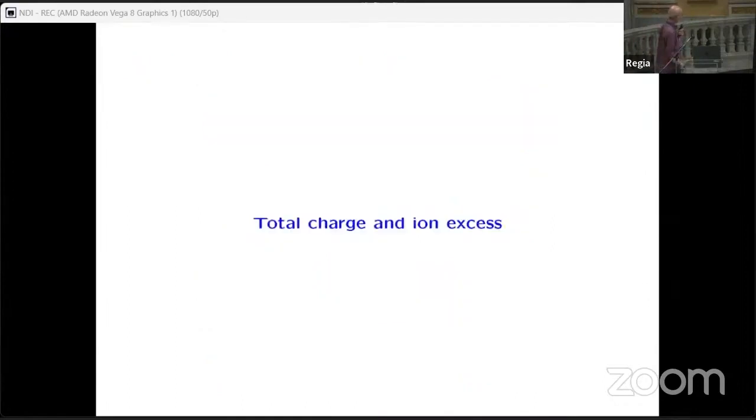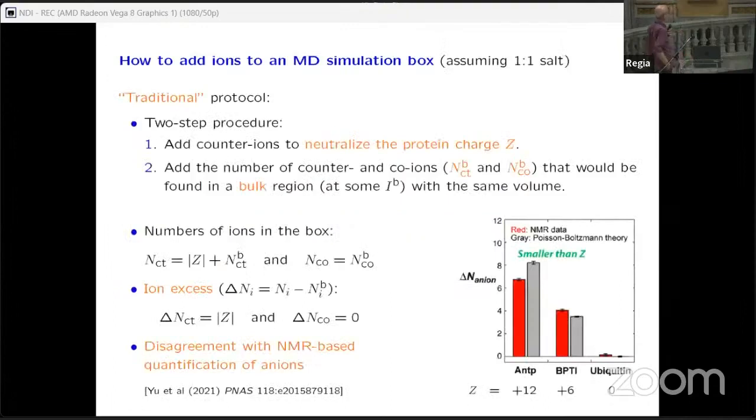Now, we come to the final part, which is comparing the whole box, or the whole grid in the case of the PB, in terms both of total charge and the ion excess. In this case, I will probably start by talking a bit about the way we usually add ions to the box of MD simulations.